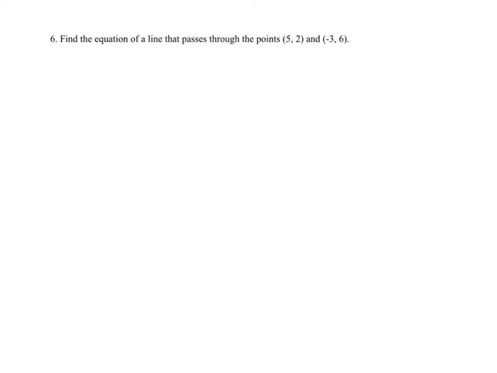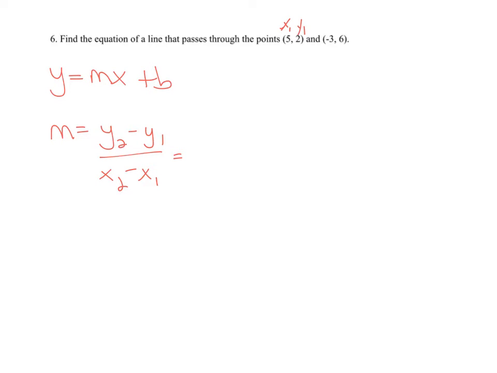Find the equation of a line that passes through the points (5, 2) and (-3, 6). So you basically want to fill in y equals mx plus b. The first thing you're going to do is find your slope. To find slope, you need the equation y2 minus y1 over x2 minus x1. It doesn't matter which order you do this as long as you do it in the same order. So if I make this x1, y1, and this x2, y2, that means that 6 minus 2 is going to go on the top, and negative 3 minus 5 will go on the bottom, giving me 4 over negative 8.